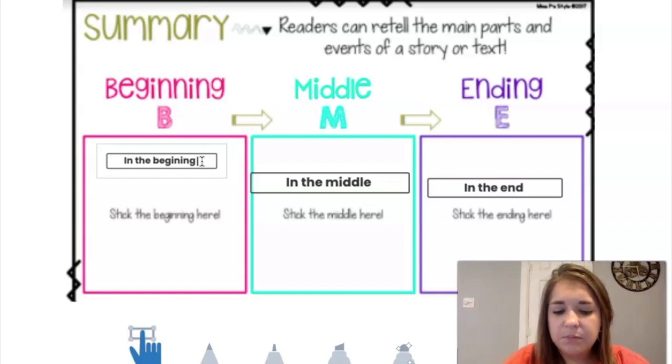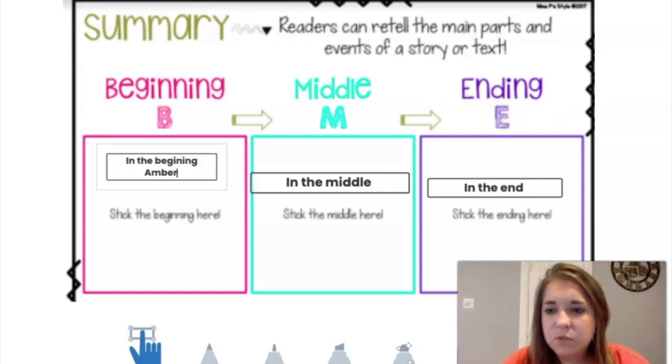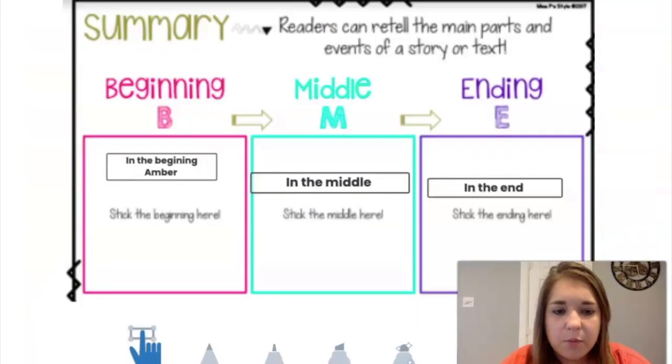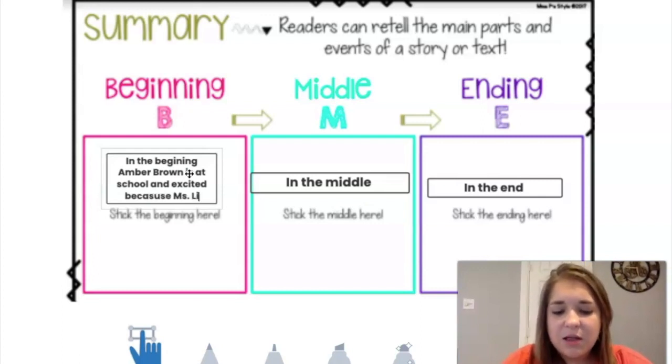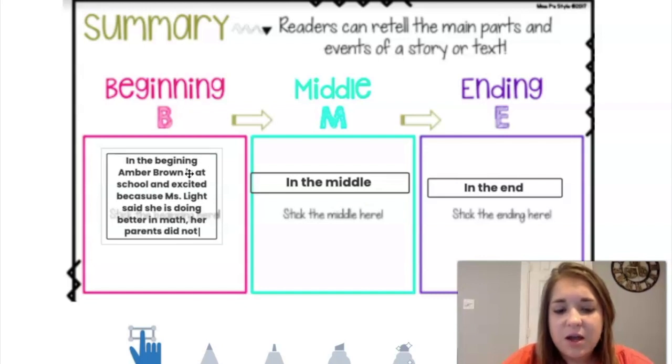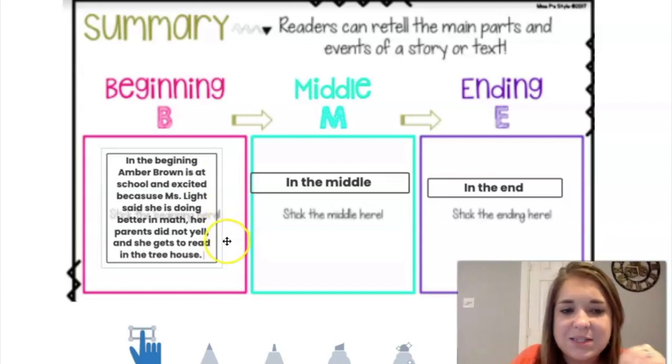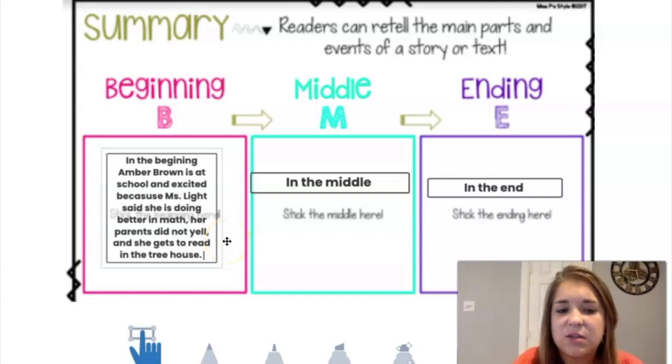So in the beginning, Amber, and I forgot her last name, Amber Brown, is at school and excited because Miss Light said she is doing better in math. Her parents did not yell, and she gets to read in the tree house. So that's my first full complete sentences saying what happened in the beginning and the characters and the setting.